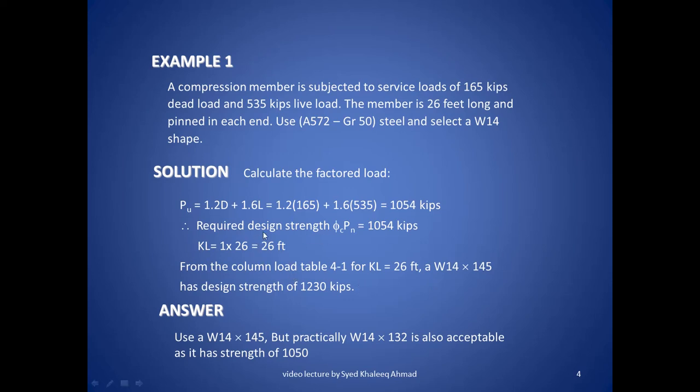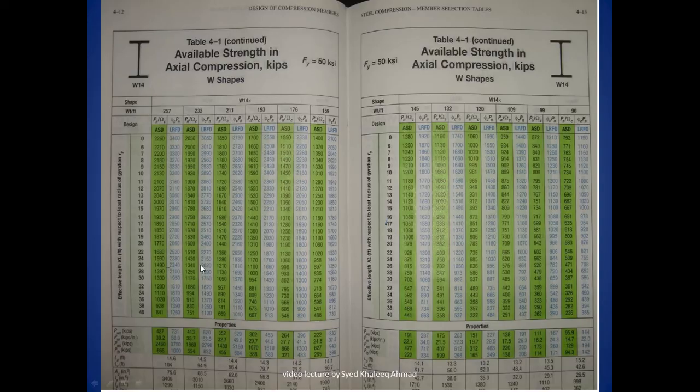So the value of KL is 26 and the load is 1054. So we have to go to that table where W14 sections are available. Now we can see here, this is the table. Look for 26. We come here, and horizontally we move until we reach a value something like this.